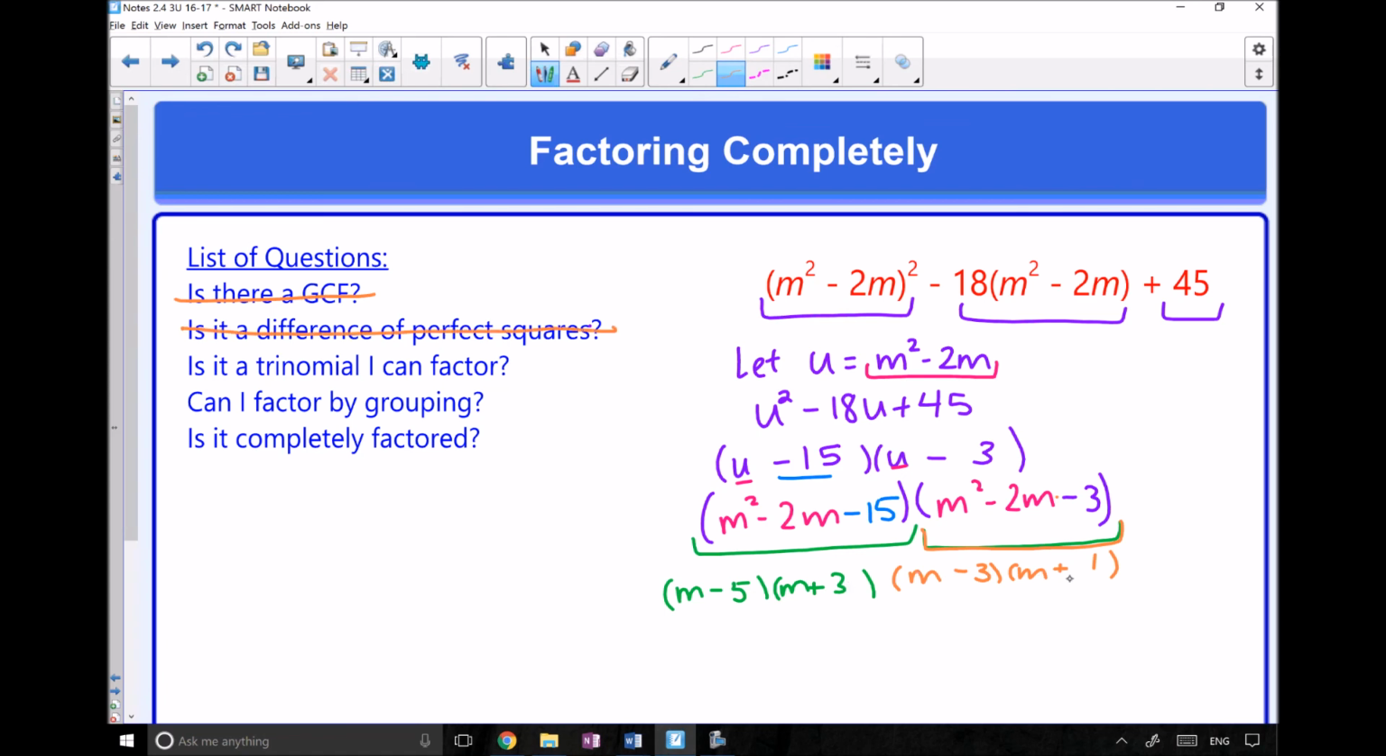Is it a trinomial that I can factor for any one of these 4 factors? Nope, so I'm done with that. Can I factor by grouping? We already said we can't. So is it completely factored? Absolutely. And this is my final answer for this question. Okay?